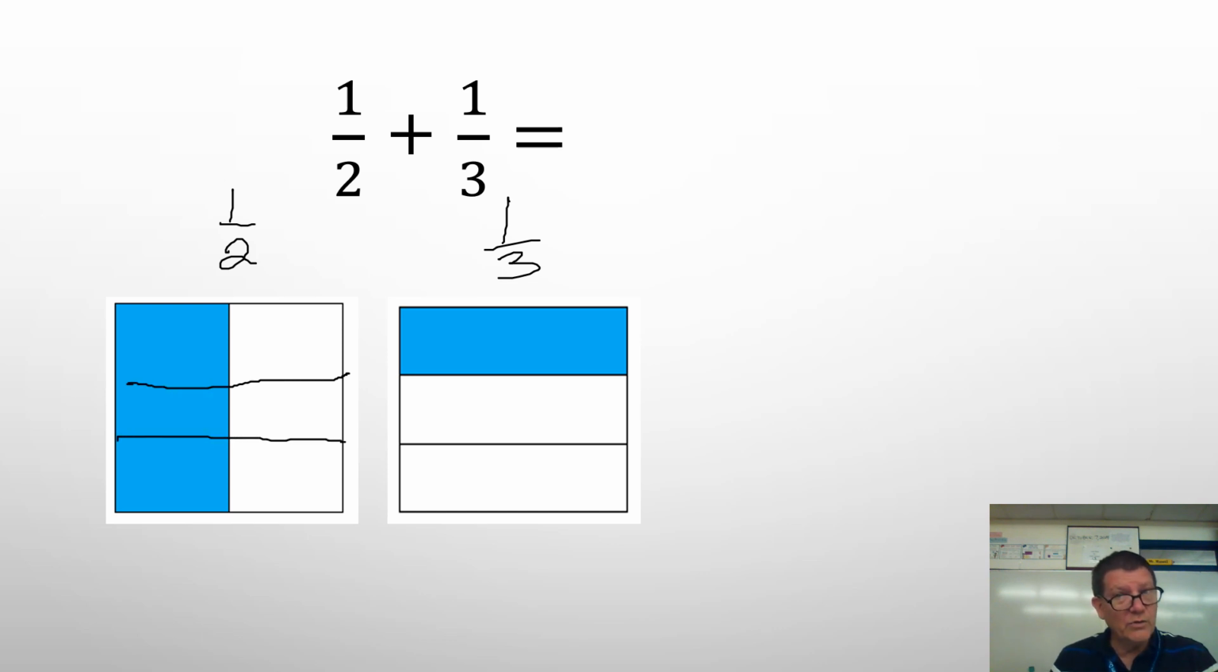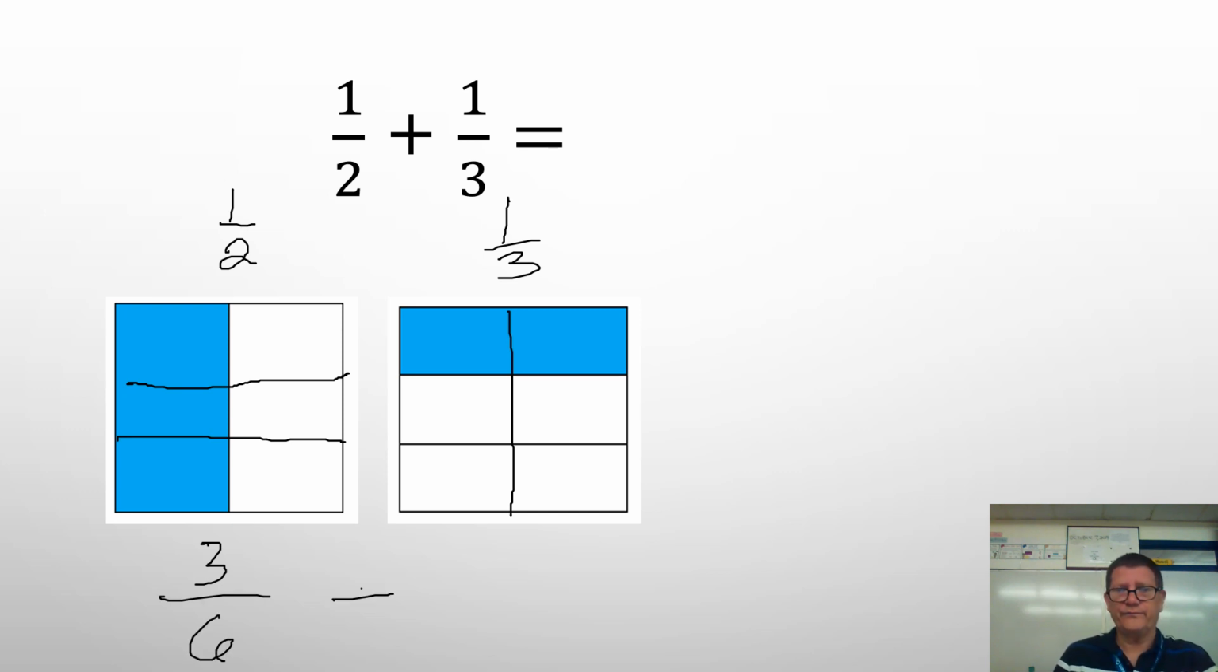Now, what are we going to do? You're right. So I had my halves, so I'm going to go ahead and split it up over here to my thirds. Now we can count them up. So how many blue do we have? 3. Out of a total 6.